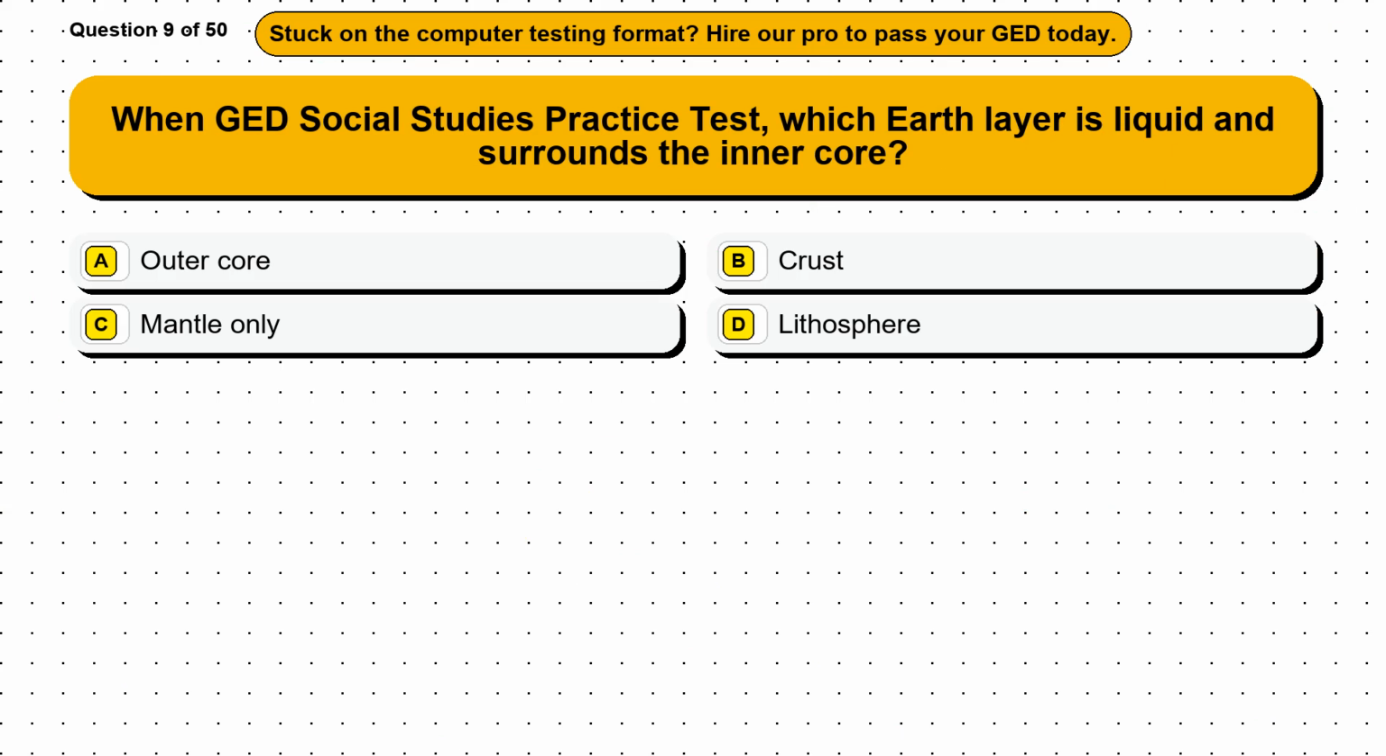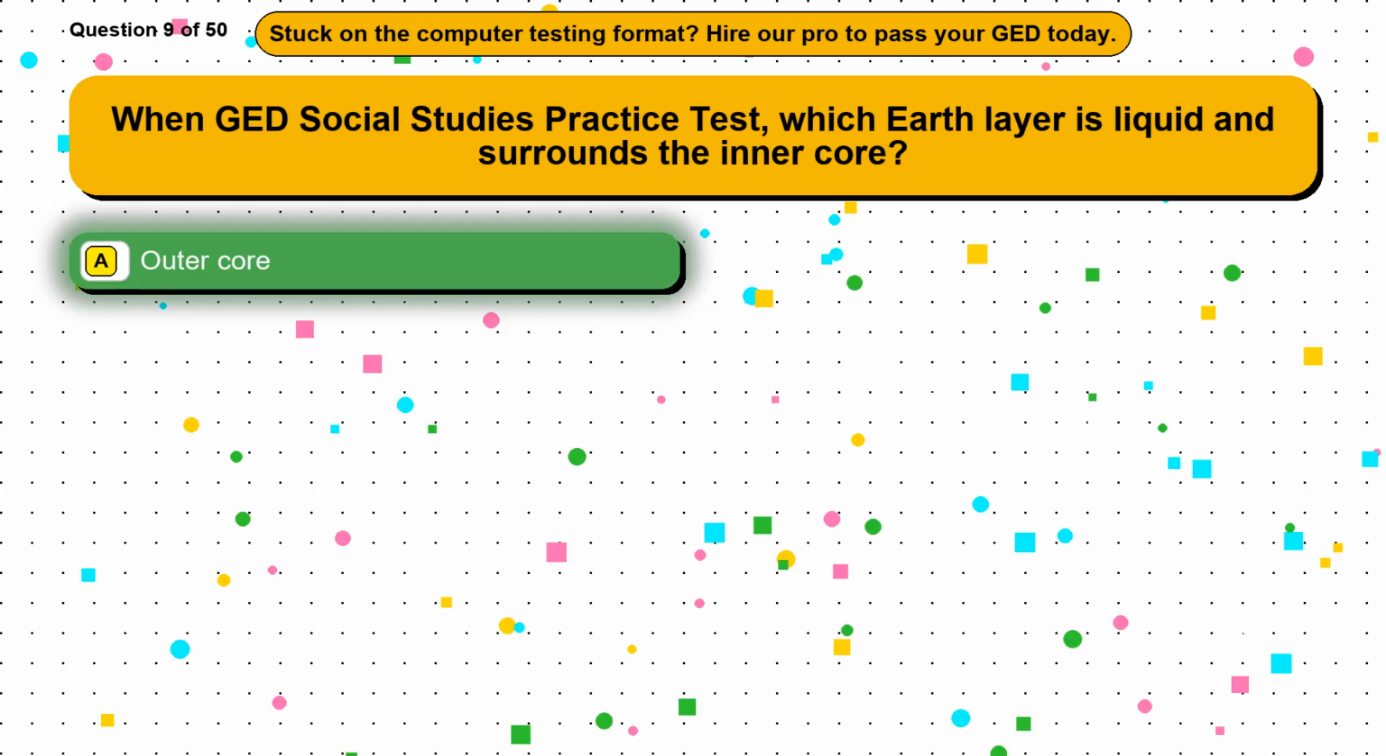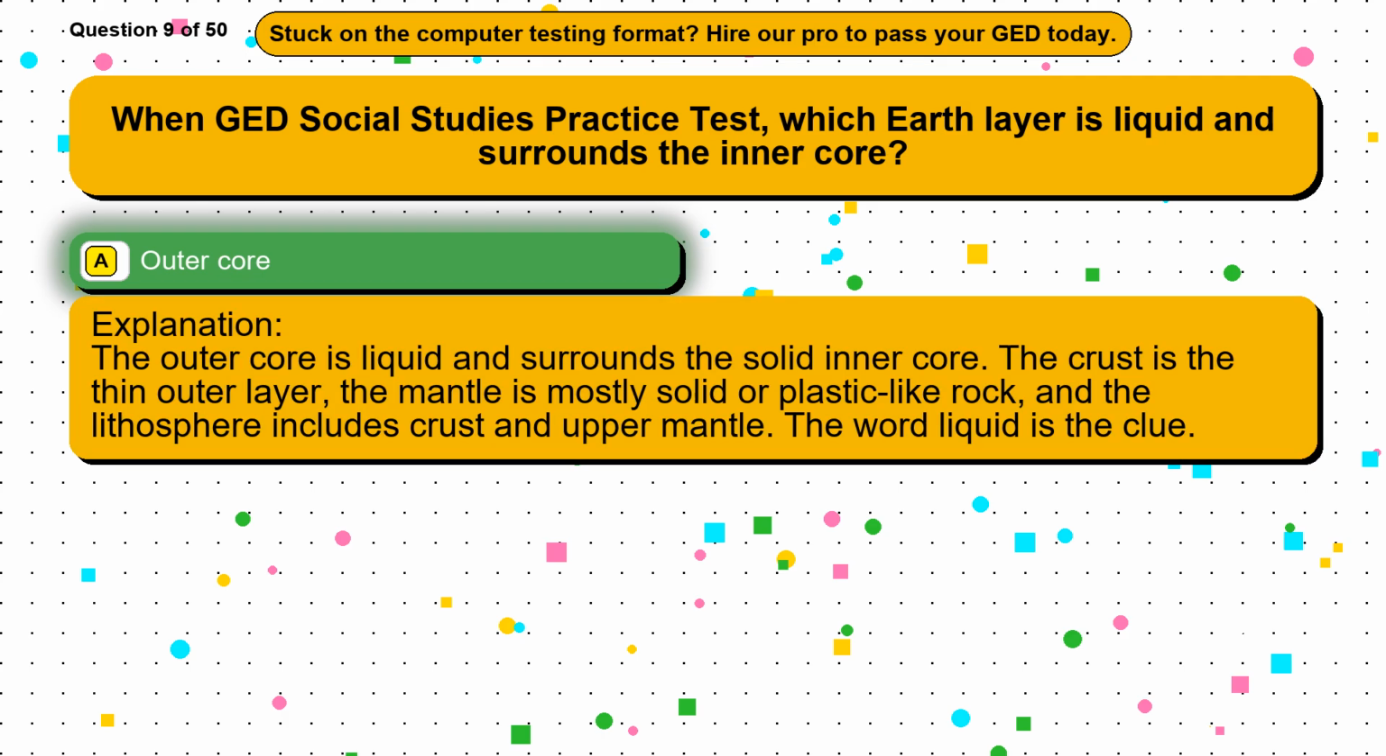Question 9. When GED Social Studies practice test, which earth layer is liquid and surrounds the inner core? Option A, outer core. Option B, crust. Option C, mantle only. Option D, lithosphere. The correct answer is option A, outer core. The outer core is liquid and surrounds the solid inner core. The crust is the thin outer layer, the mantle is mostly solid or plastic-like rock, and the lithosphere includes crust and upper mantle. The word liquid is the clue.